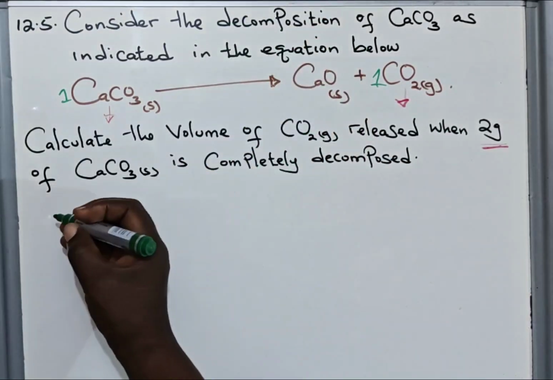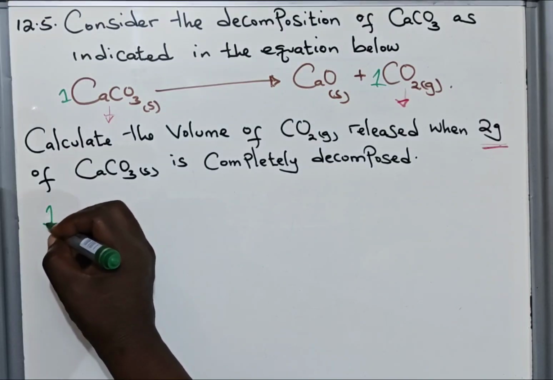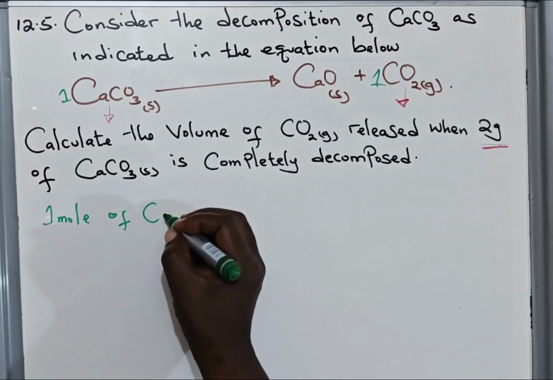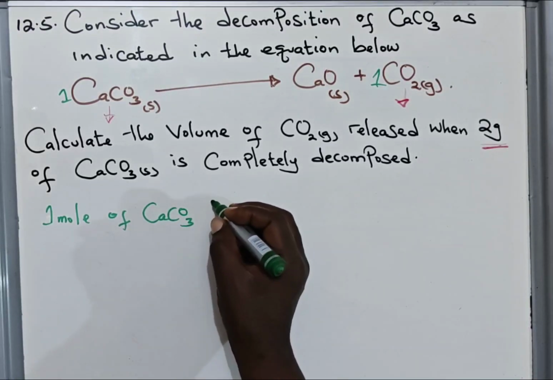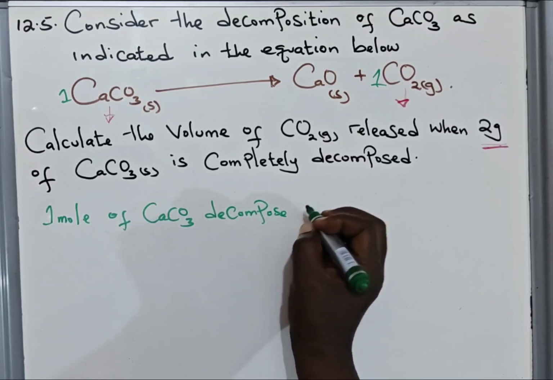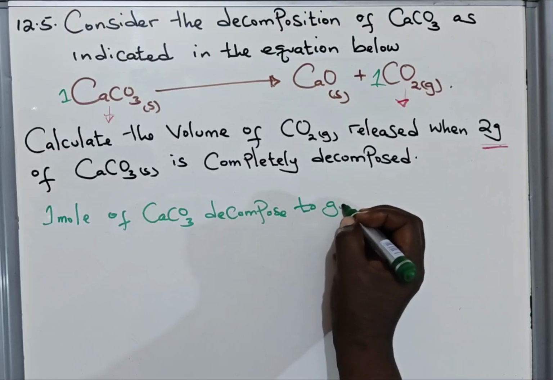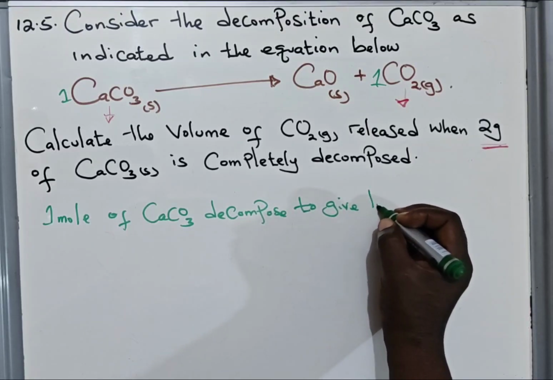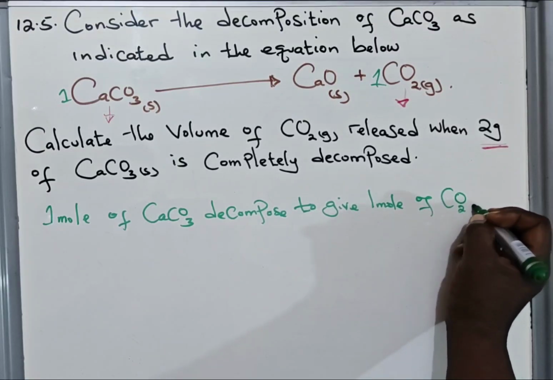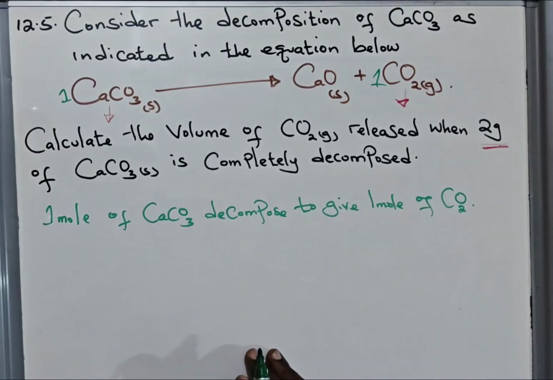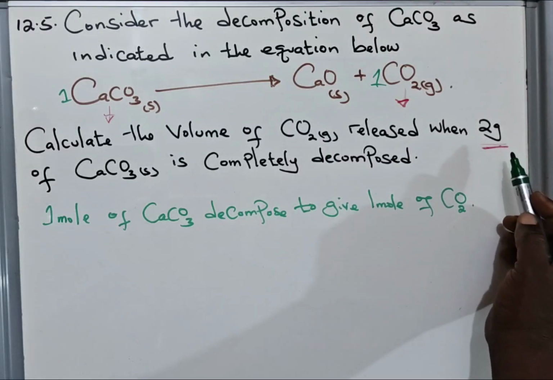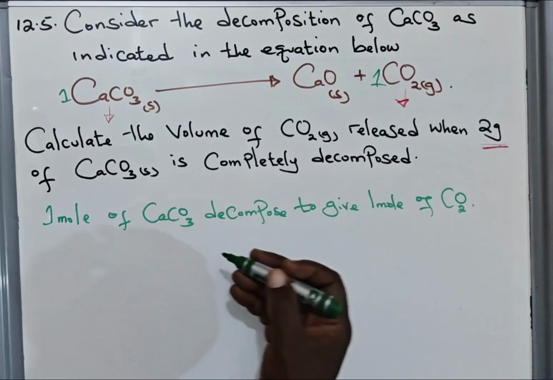Actually, we can put that down and say that 1 mole of calcium carbonate decomposes to give 1 mole of carbon dioxide. But we don't have moles here. We have the mass of calcium carbonate. So what do we do?